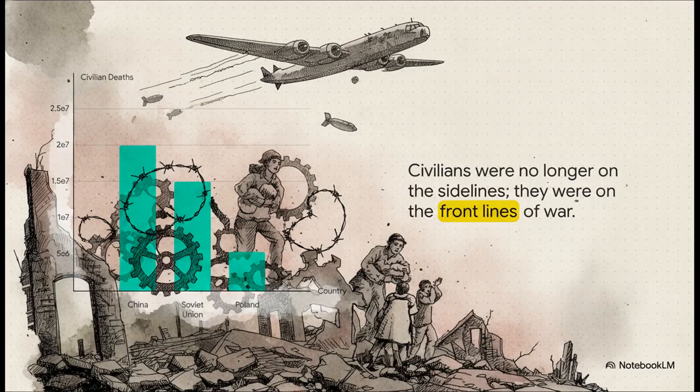This chart really puts it into perspective. With new technologies like long-range bombers and absolutely horrific policies targeting entire groups of people, civilians weren't on the sidelines of war anymore. They were right on the front lines. The human cost was unlike anything the world had ever seen.